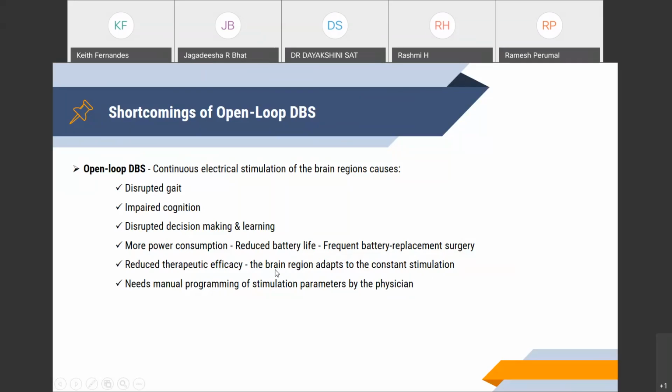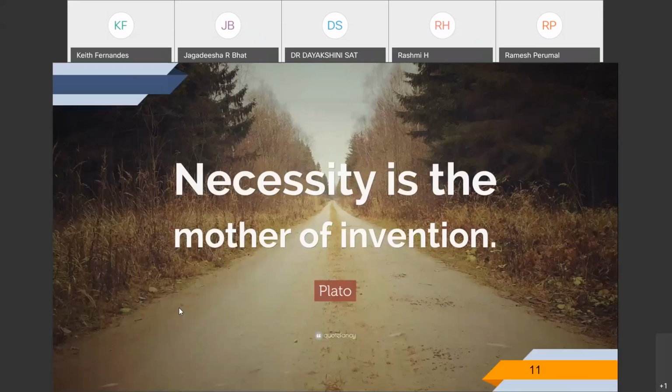This is called technical plasticity of the brain. Moreover, the patient needs to visit the doctors to study the condition and brain response, and the physician manually adjusts the stimulation parameters if they want to improve the treatment or improve the performance. So the patient needs to visit the doctor to adjust the stimulation parameters. These three points are very important on the negative side of conventional open loop DBS.